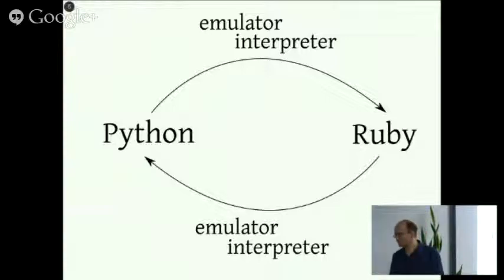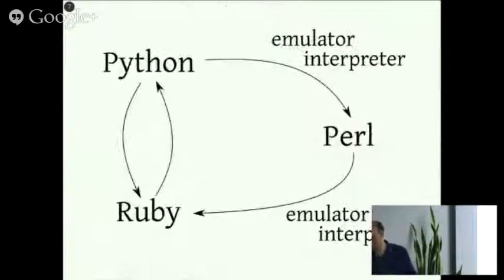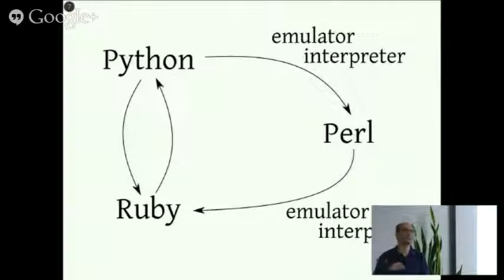And occasionally you see like a triangle thing. If you already know that Python and Ruby are equivalent, and you want to check Perl, then if you find it more convenient, you can do one direction from Python and the other direction from Ruby. It doesn't make any difference.